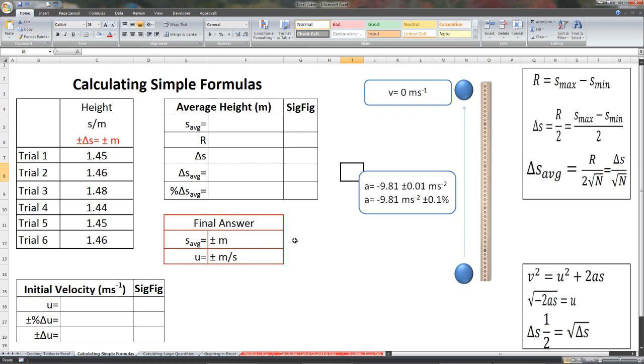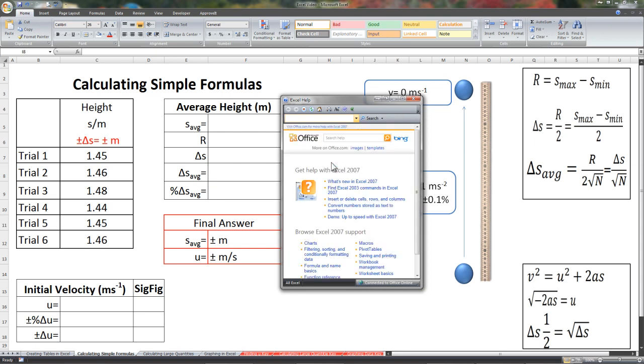Now, before we start, I want to draw your attention to this little button right up here at the top, the little question mark. This is the help button. If there is any kind of formula that you think Excel might help you with, go to that button, click it, and type in what you want it to do. Chances are Excel can do it.